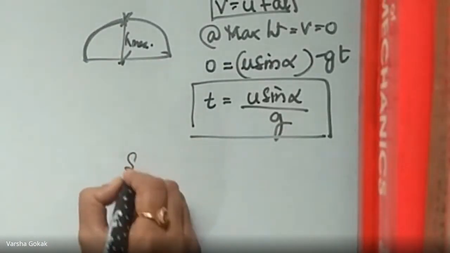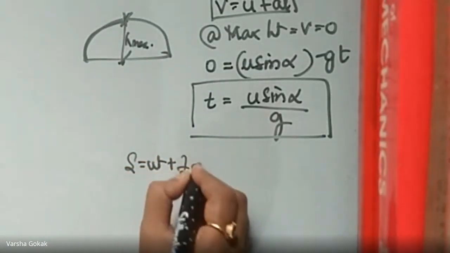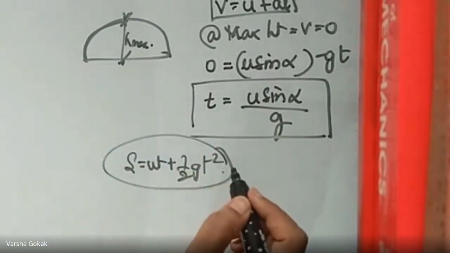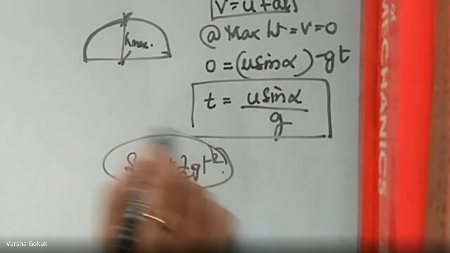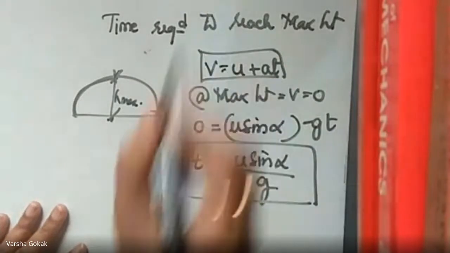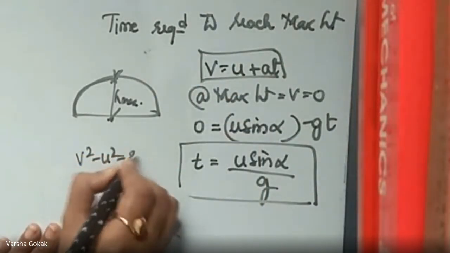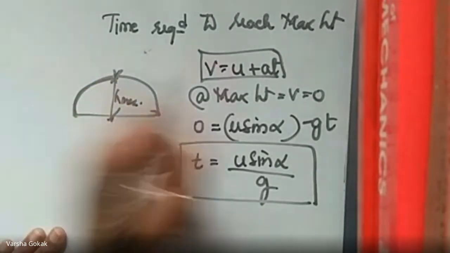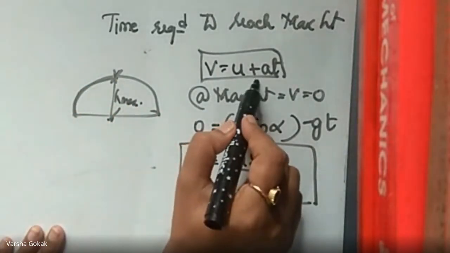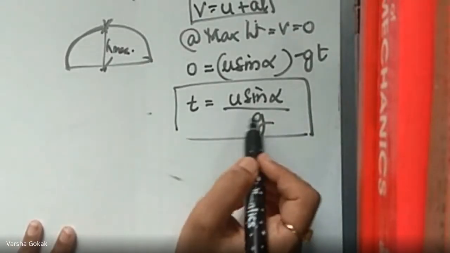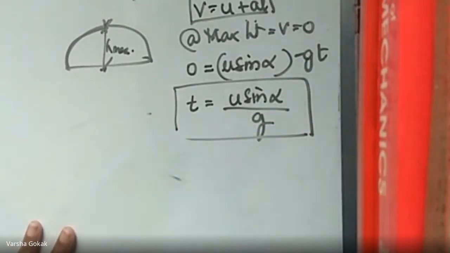We used the equation of a parabola, s equal to ut plus half gt square. Remember, in this we substituted u cos alpha horizontally and u sin alpha vertically, and everything came from this equation. Next, for maximum height, we used v square minus u square equal to 2as. This equation we used to get the height. And third, to get the time, we use the last equation, v equal to u plus at. Substitute, and you get the value of t, which is u sin alpha by g. Okay, any doubts still here?